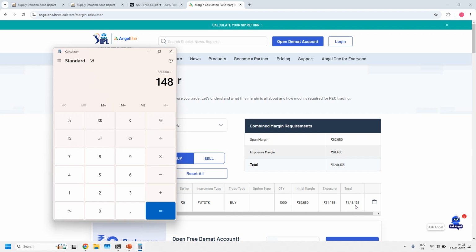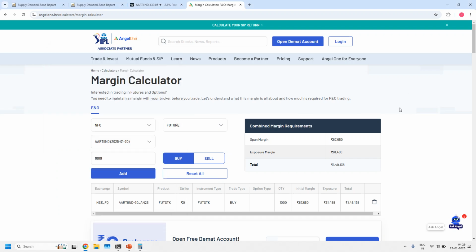So let us say by the time prices reach the demand zone, its value may reduce to 1,47,000, maybe 700 rupees or 600 rupees. 1,48,600. Rough value I am calculating. You are getting 2.2% risk. Because you are getting 2.2%, it is beyond your 2% accepted level, you can't take the trade.